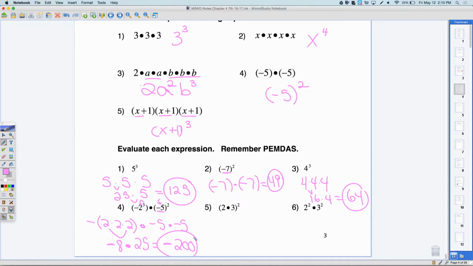Number 5, we do inside the parentheses first, so it's 2 times 3, which is 6, and that's 6 to the 2nd power, so it's 6 times 6, which is equal to 36. The last example is 2 to the 2nd power, so it's 2 times 2, times 3 to the 2nd power, so 3 times 3. 2 times 2 is 4, and 3 times 3 is 9. You could also go from left to right, and 9 times 4 is 36.